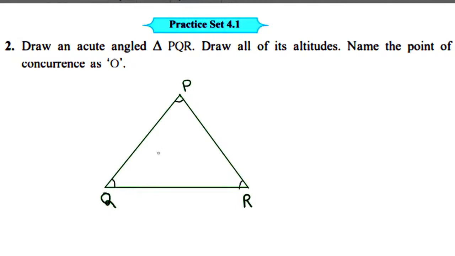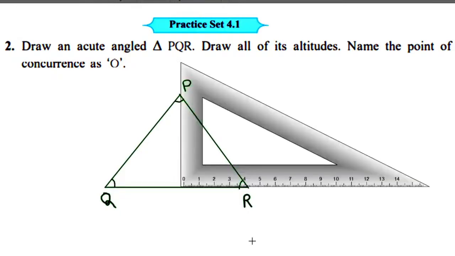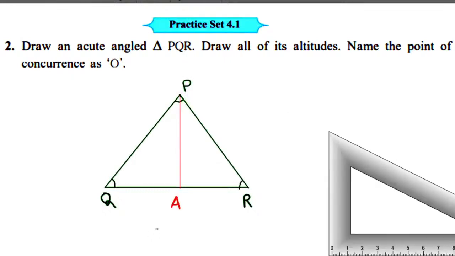Let us draw the altitude from the vertex P to opposite side segment QR. Put the set square along the side QR and one side on the point P as shown here, and draw the altitude from point P to opposite side QR. Segment PA is the altitude.